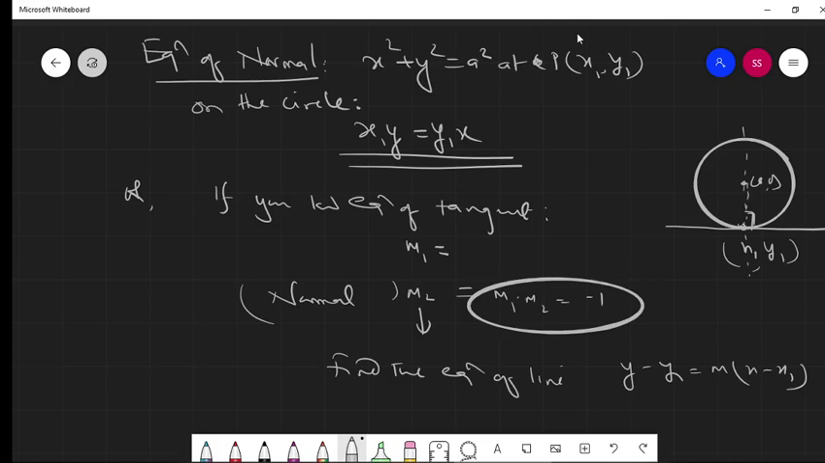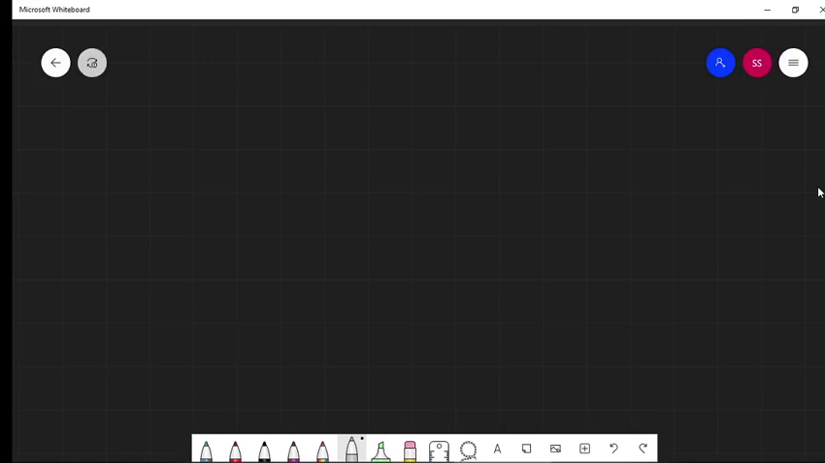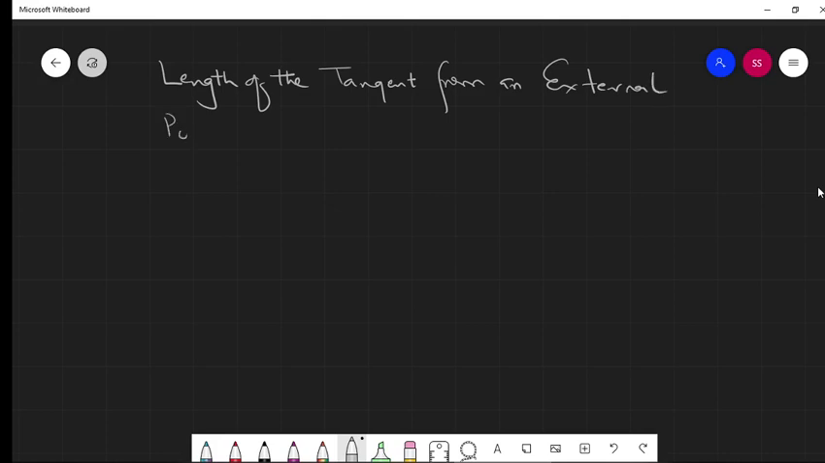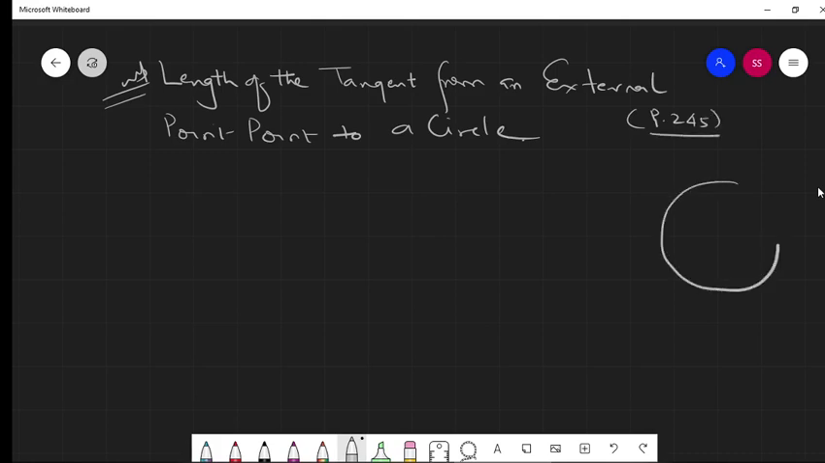Now finally, the next part is about the length of the tangent from an external point to a circle. This is an important part. You can see page number 245 of your textbook as well. Simply, this is a circle. This is the center.